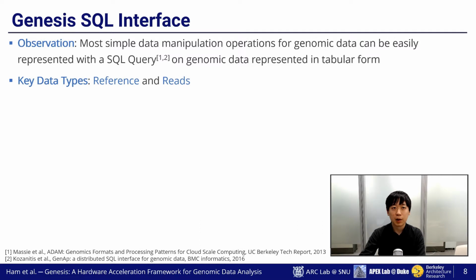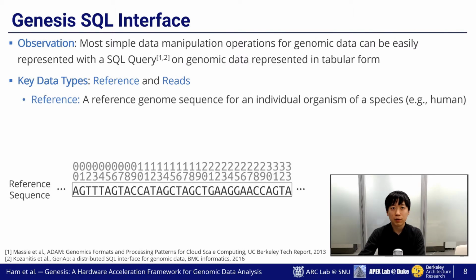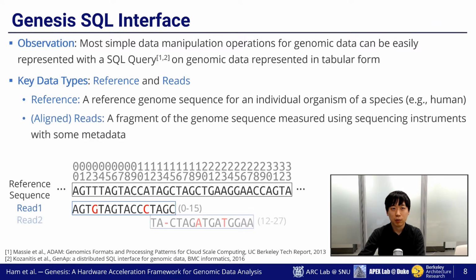For the data manipulation operations in the genome sequencing pipeline, there are two key data types, references and reads. A reference is the reference genome sequence for an individual organism of a species. For example, the Genome Reference Consortium regularly publishes the Human Reference Genome Sequence. A read is a fragment of the genome sequence measured using sequencing instruments.